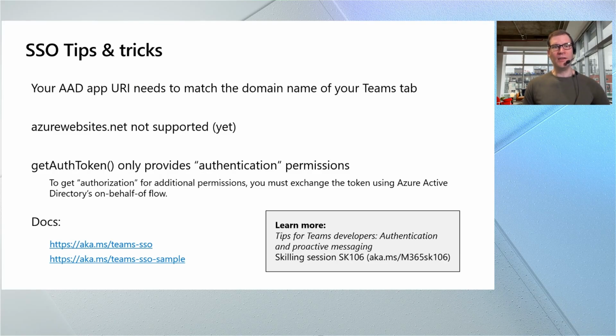Third thought here is that getAuthToken, that API I showed you on that last slide, only provides authentication permissions. You will get back a token that gives you just enough permission to figure out who the signed in user is. If you want additional permissions, such as that calendar read example, you need to do a little extra work. In that case, you'll need to manually tell Azure AD to pop up a consent dialog, the same way you've always done this. Then you will call getAuthToken, and then you will exchange that auth token for a better auth token that has additional permissions that have been consented. And you do that with the Azure Active Directory on-behalf-of flow.